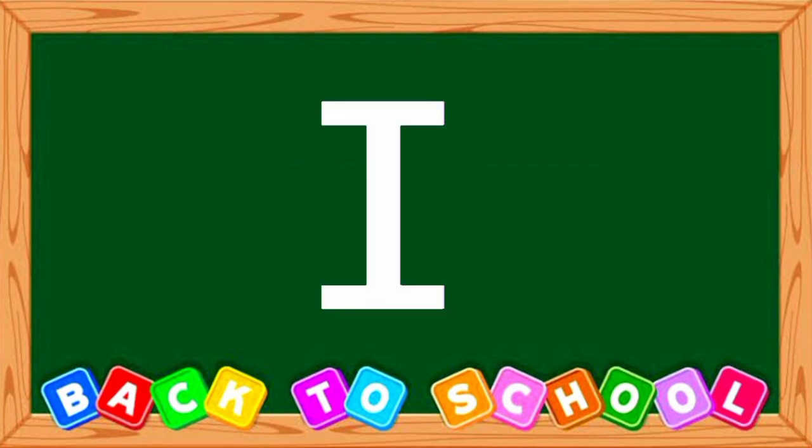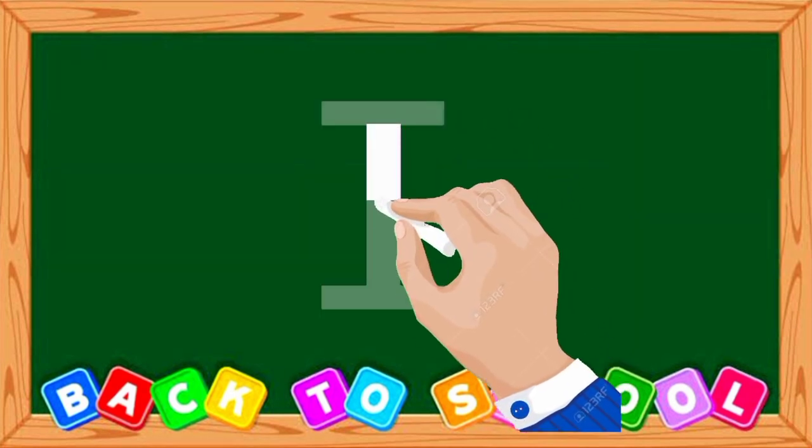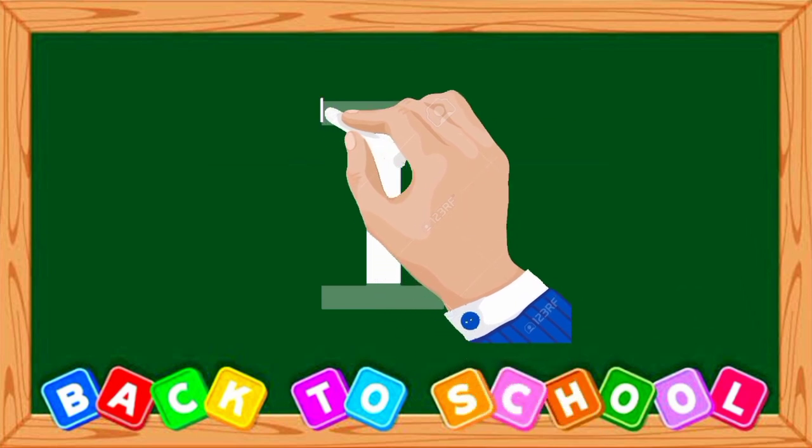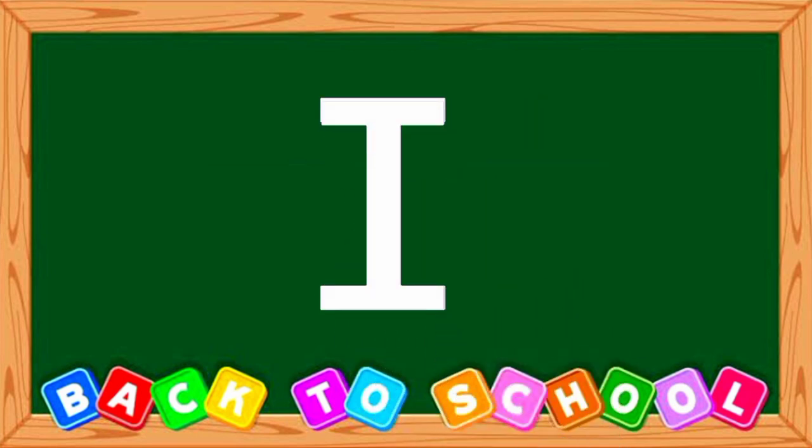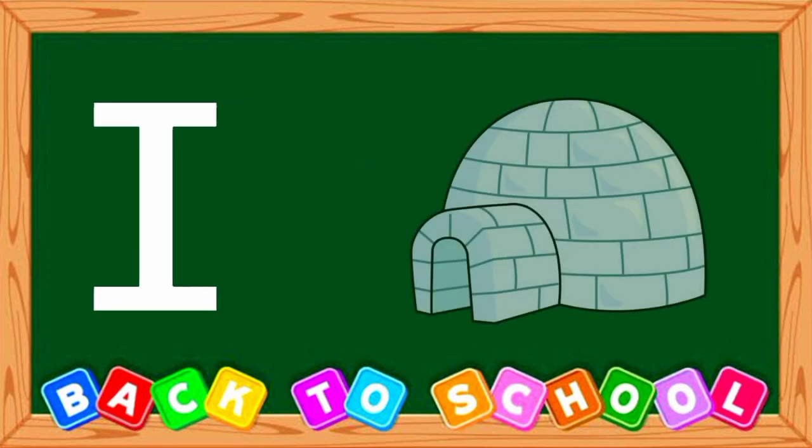Letter I. One standing line and a sleeping line at the top and a sleeping line at the bottom makes my letter I. I says I. I as in igloo.